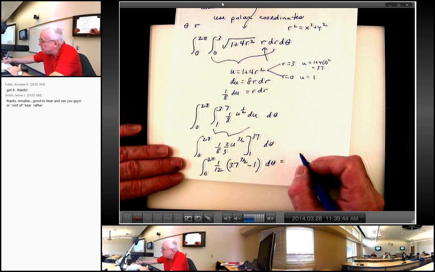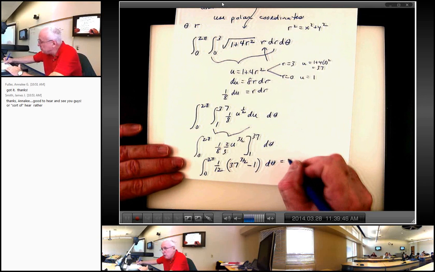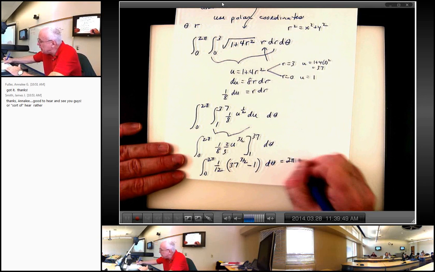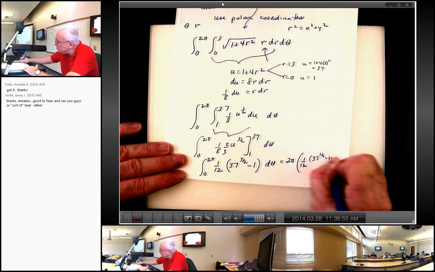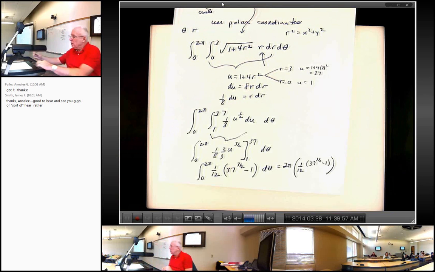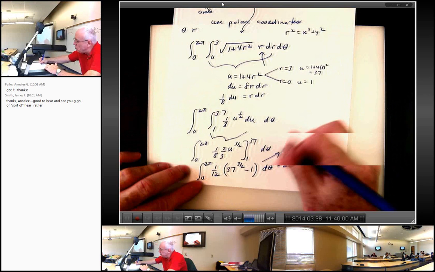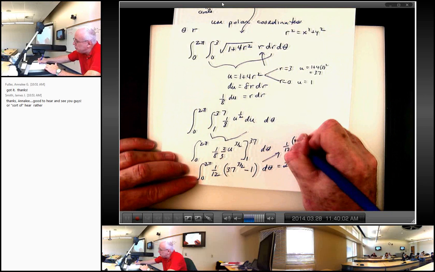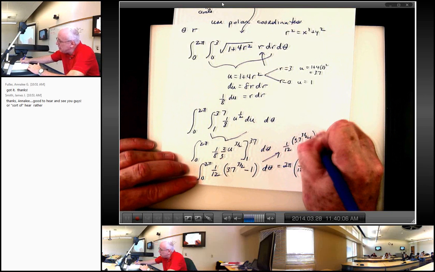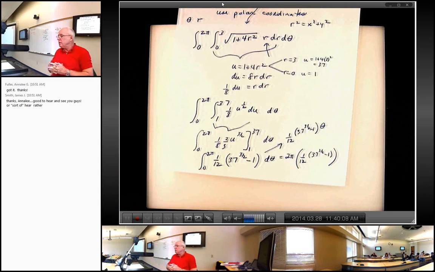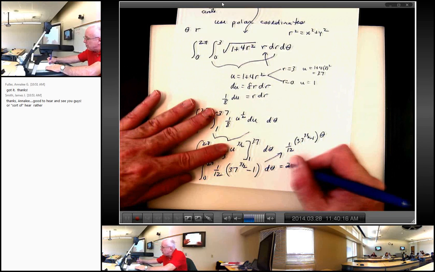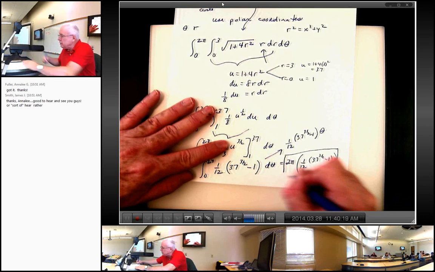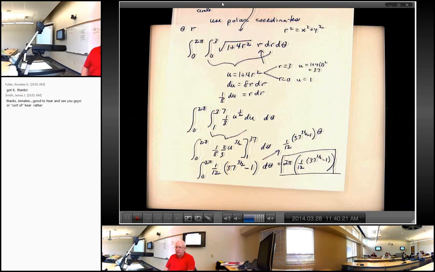So therefore, do we all understand that this is going to be 2 pi times 1 over 12 times 37 to the 3/2 minus 1? So the antiderivative of this is going to be 1/12, 37 to the 3/2 minus 1, times theta. That's my antiderivative there, and then just plug in the 2 theta values. So this is my answer for my surface area. Of course, I can simplify and make it pi over 6 rather than 2 pi over 12.